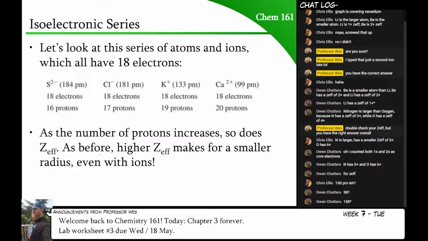Anyway, the point that I'm trying to convey here is that as you increase the Z effective, which is what we're doing as we move across the periodic table, the radius goes down.